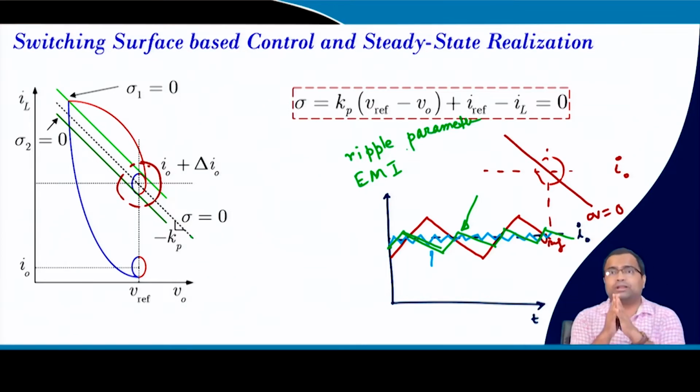Even if you go to automotive product, generally most of the switching converters operate close to 2 megahertz switching frequency, and that is a standard norm from EMI point of view.